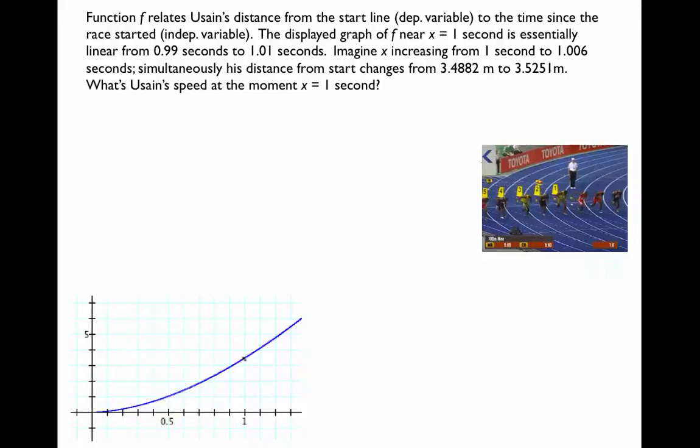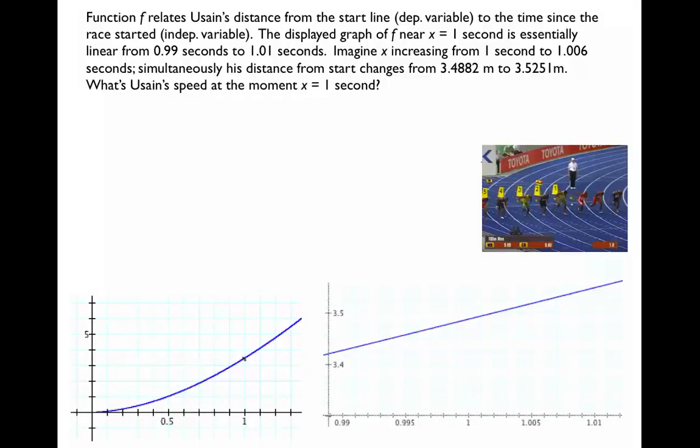So here we go. Function f, that's the one I just showed you. Down here, this is just what it looks like for about 1.5 seconds. It relates Usain's distance from the start, the dependent variable, to the time since the race started, the independent variable. The displayed graph of f near x equals 1 second is essentially linear from 0.99 seconds to 1.0 seconds. So there's that version.